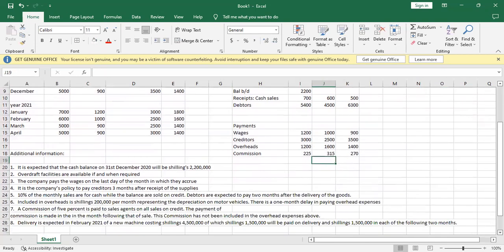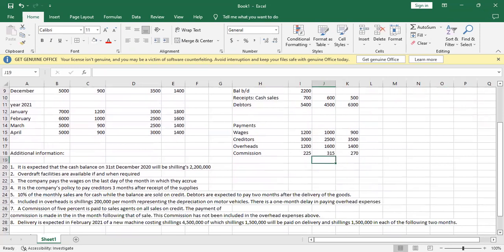That is number 7. Then number 8, delivery is expected in February 2021 of a new machine costing 4.5, of which 1.5 will be paid on delivery and shillings 1.5 in each of the following 2 months. So we are talking of the payment or the purchase of new machine. I'll just cut it.